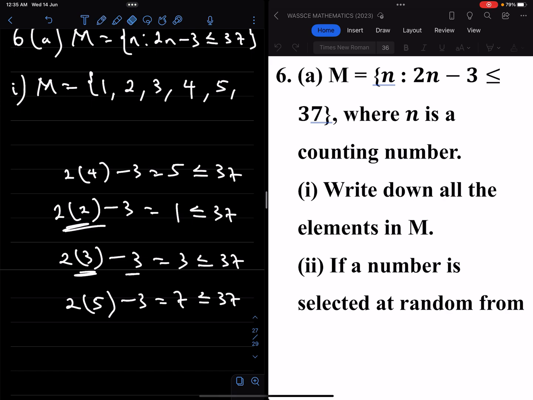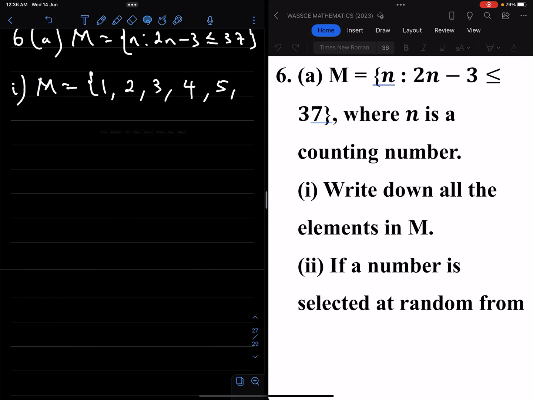We go to 6. 2 times 6 minus 3 is equal to 12 minus 3, which is 9, and it satisfies the condition less than or equal to 37. That means 6 is also an element of the set M. And then we go to 7. 2 times 7 minus 3 is equal to 14 minus 3, 11, which satisfies the condition less than or equal to 37. That means 7 is also an element of the set M.